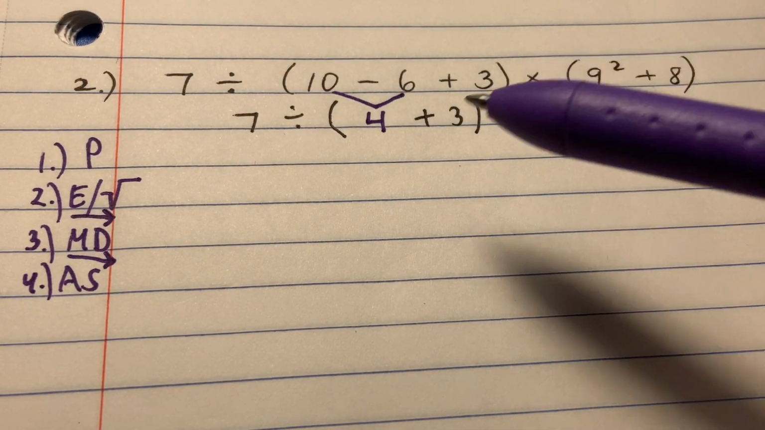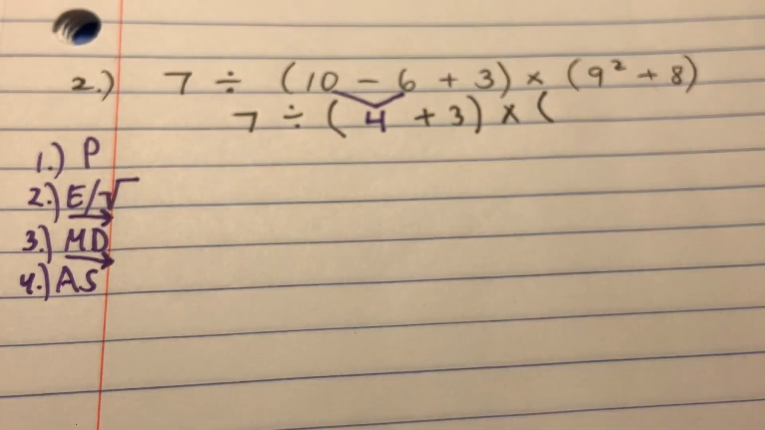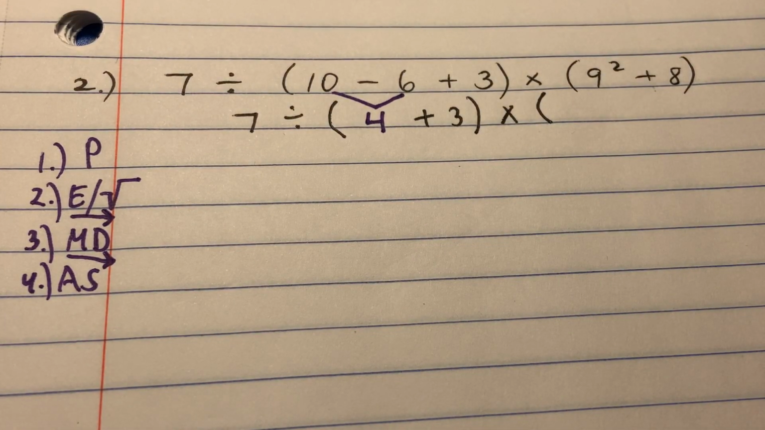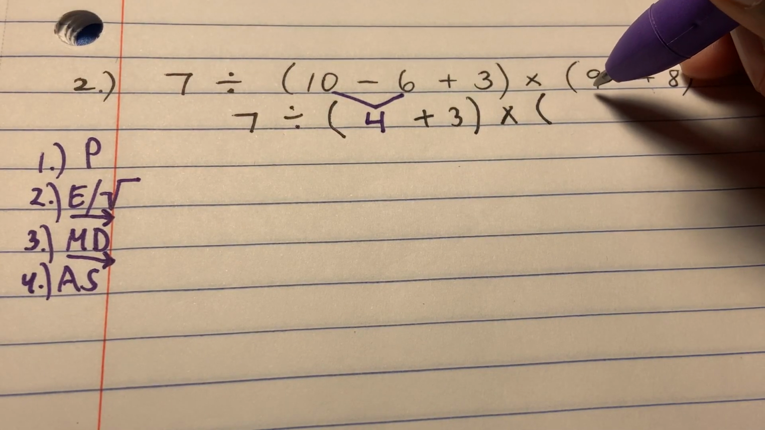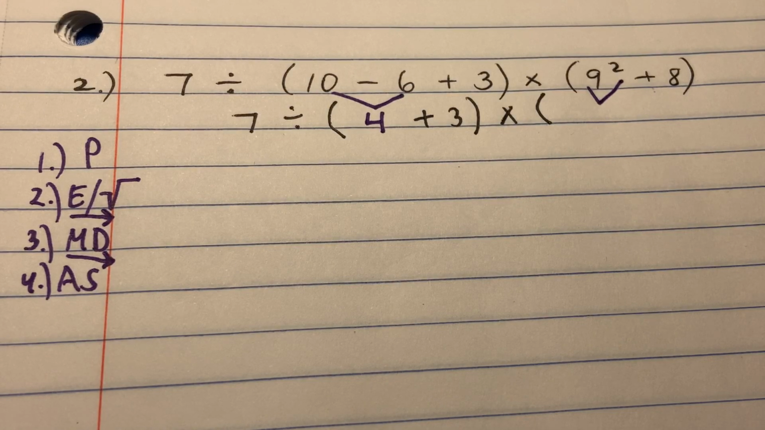Okay, someone just said, Mr. Barbier, it's exponents. Exponent is step 2, addition is step 4. You are correct. We're not going to add yet. We're going to evaluate the exponent first. So let's evaluate 9 to the second power. How do we do that?